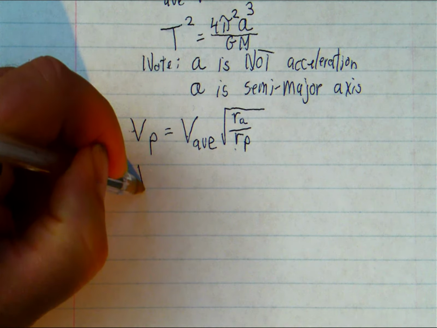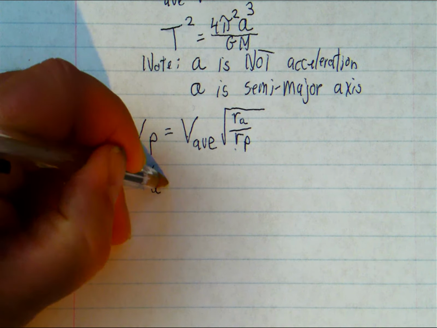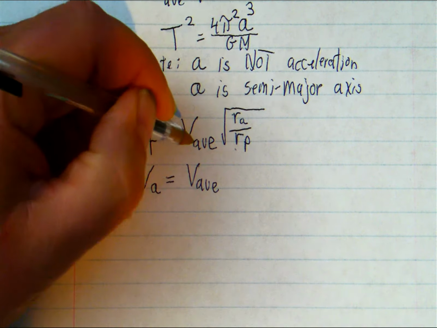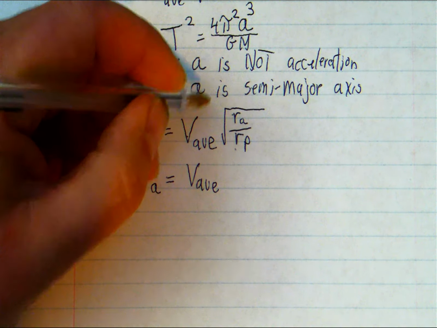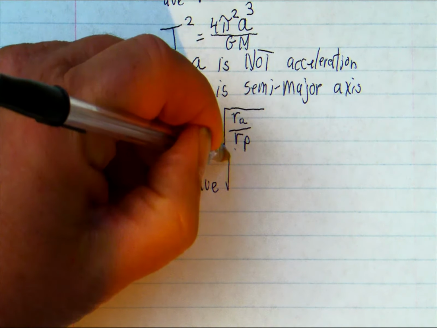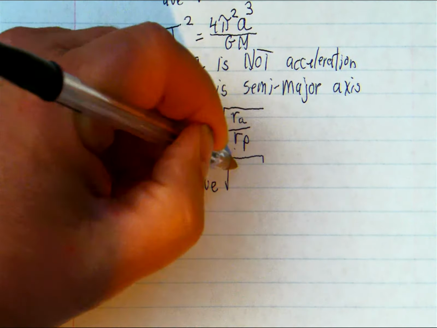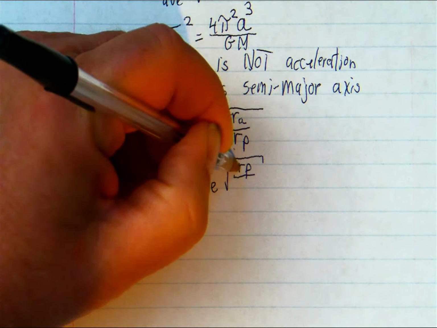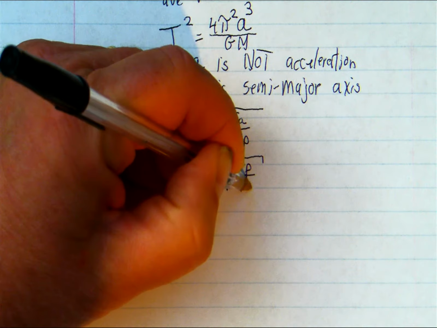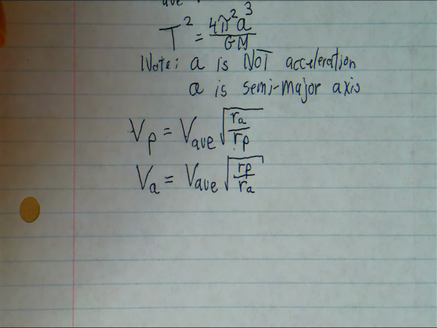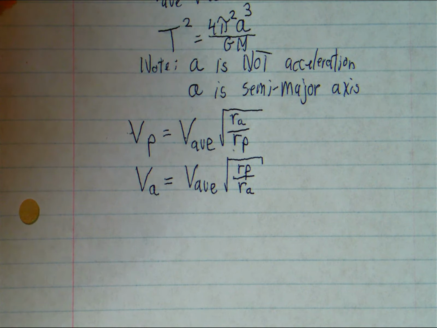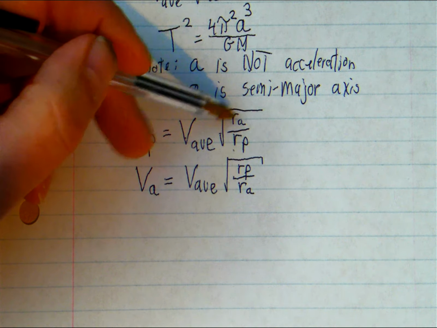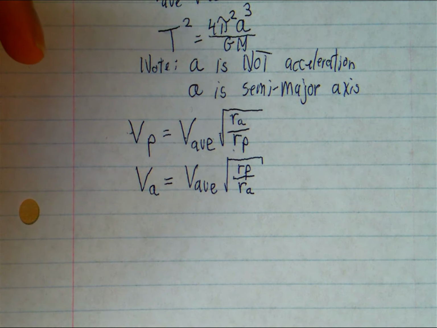To calculate the apoapsis velocity, you multiply the average speed by the flipped ratio, the ratio of the periapsis radius over the apoapsis radius. In other words, instead of multiplying by this top ratio, you're dividing by this top ratio.